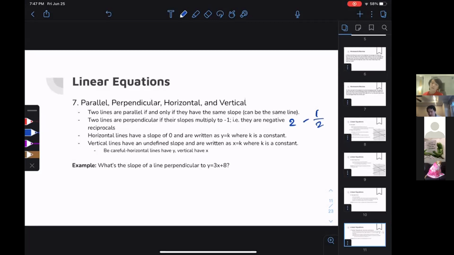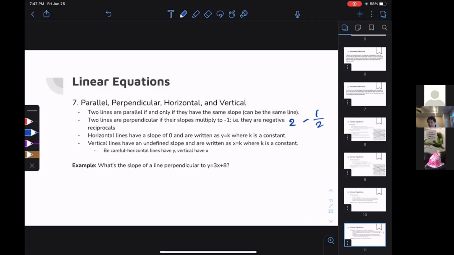Horizontal lines have a slope of 0. They're written as y equals k, where k is a constant. Vertical lines have an undefined slope and are written as x is equal to k, where k is a constant. And be careful about this. Sometimes even I get this mixed up a little. Horizontal lines have y in their equations, whereas vertical lines have x. It seems counterintuitive, but if you think about it, it's true. Since in a horizontal line, the y-coordinate is what does not change, and in a vertical line, the x-coordinate is what doesn't change.